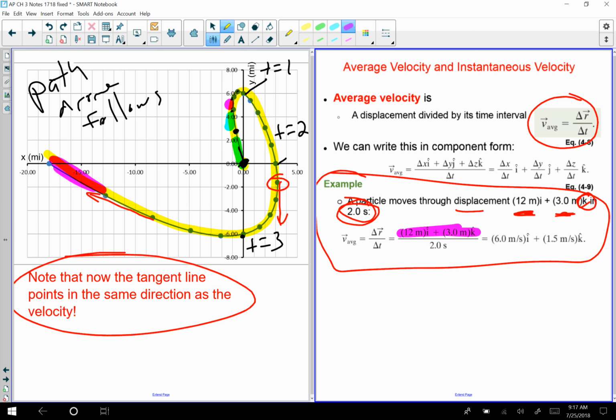So instantaneous velocity is just the derivative, okay? And again, you just take the derivative component-wise, okay? So probably easiest to just dive in and do an example. I'm going to skip this. Maybe we'll come back to it if there's time. It's not that super important.